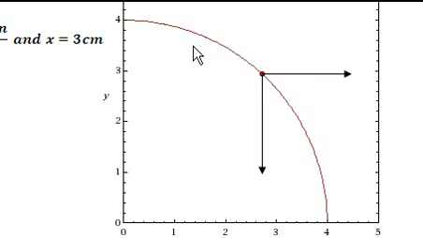So here's a point, and you can think of this point as moving along this path right here. Remember, this arrow means what the point is doing as it moves in the x direction, and how fast the point is moving in the y direction. And this was at x equals 3 centimeters, measured in centimeters here, and so forth.